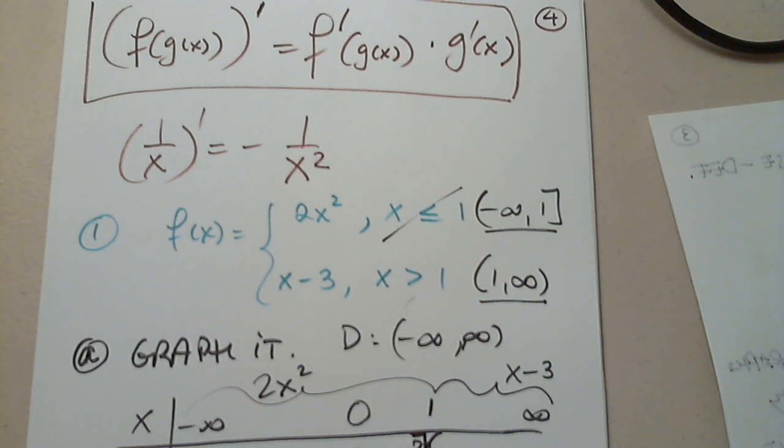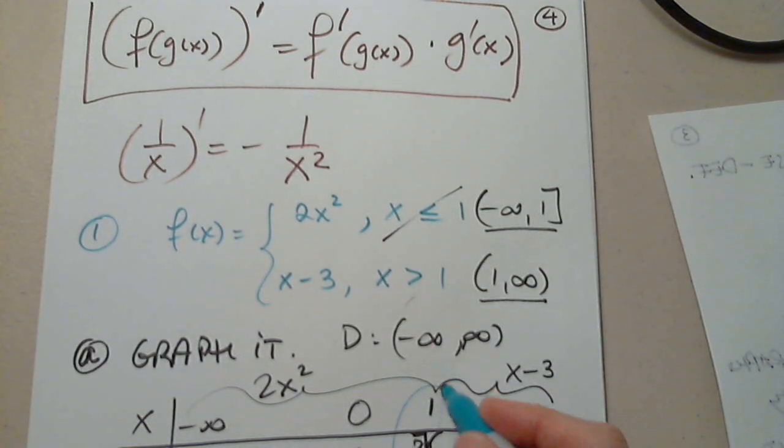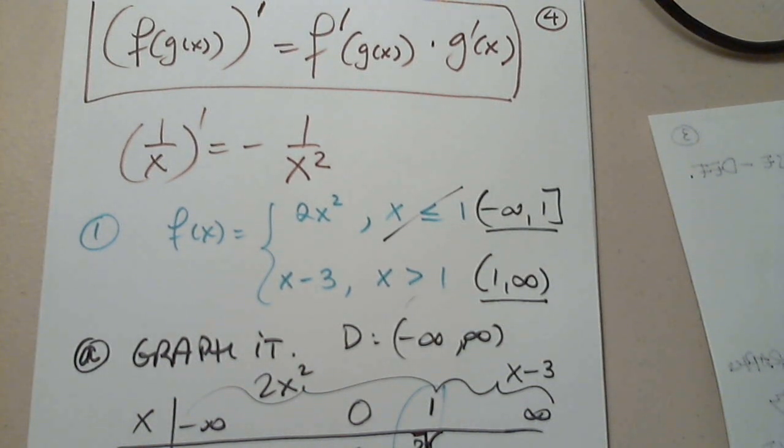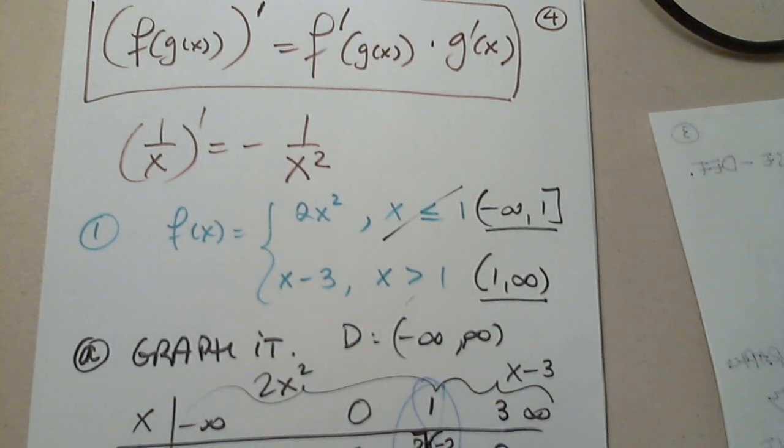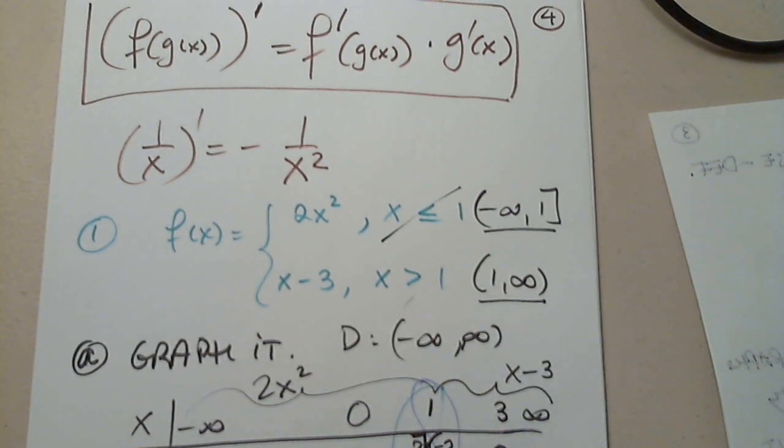What's the point of that? That tells me not to forget that this is full. On the other side, 1 minus 3 is negative 2. And I always look for x and y intercepts if they exist. This will be open. In other words, this will be a hole, or removable.